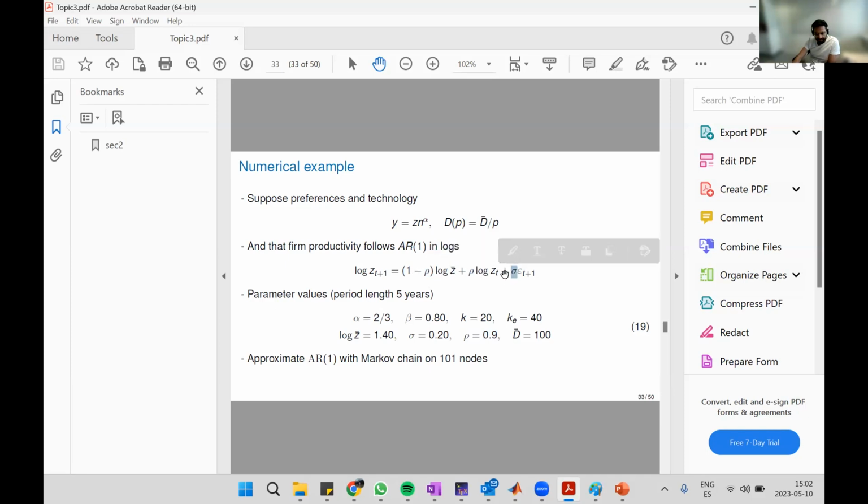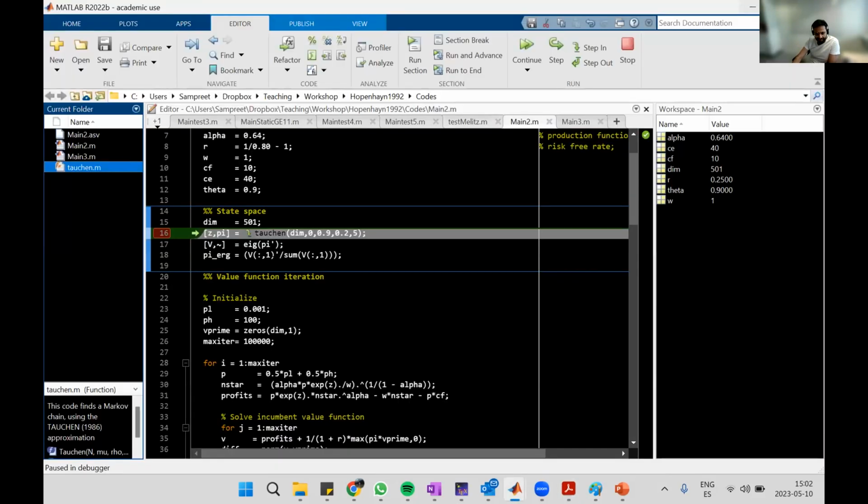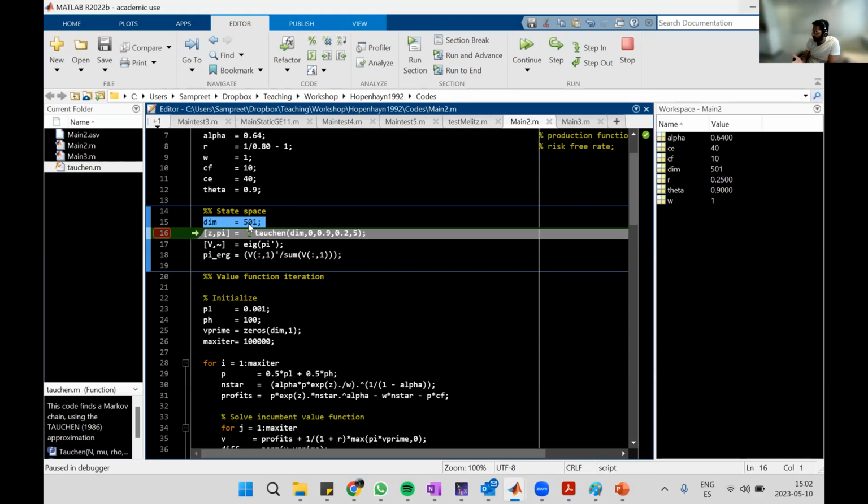If I tell token what these parameters are, token is going to discretize the distribution at the number of points you really want. So I'm saying token, discretize the distribution as 501 points for z bar, that is 0, for persistence rho, which is 0.9, and the standard deviation 0.2. I'm cutting the distribution at 5 standard deviations from left and right. Doesn't matter, you can keep it. It's just to remove the outliers. This is not the most important one. These are the important ones: this is persistence, this is standard deviation, and this is the number of points you want.